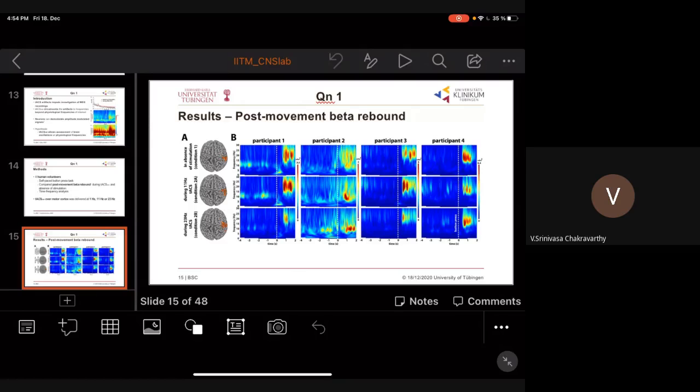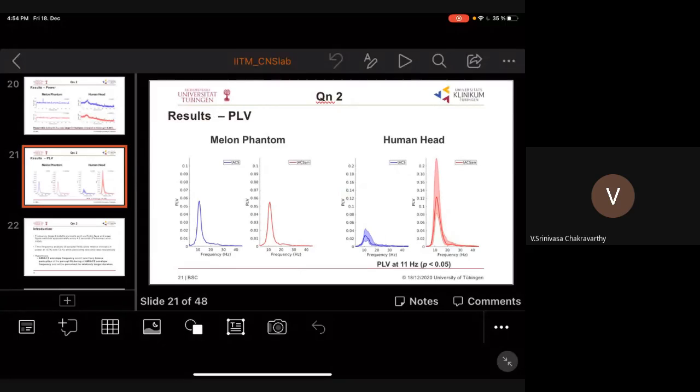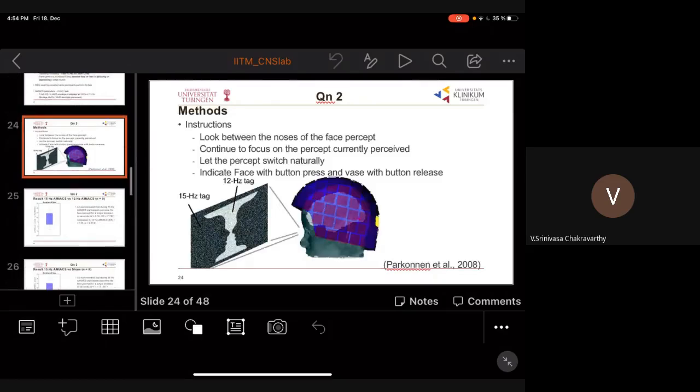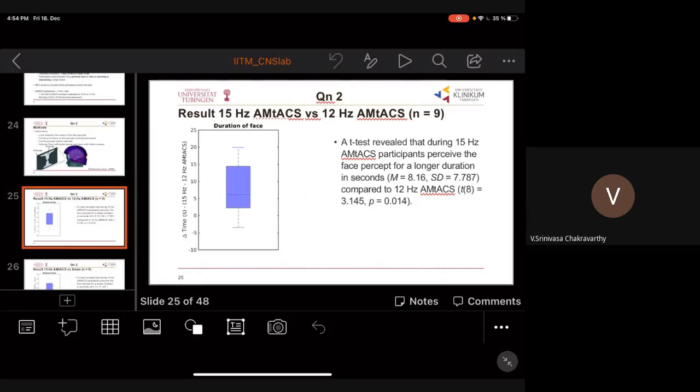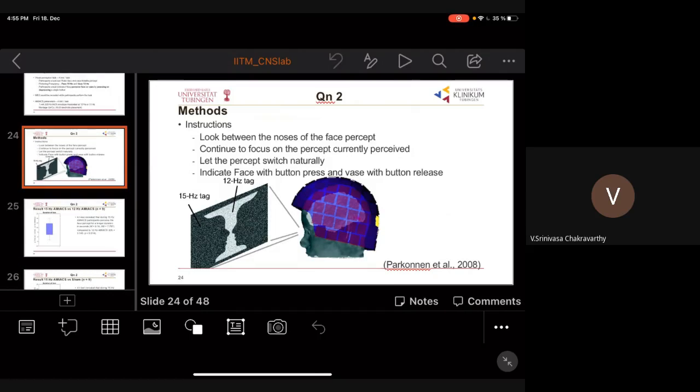So then we went ahead and did further characterizations where we calculated phase locking, and with the human head, we saw an increase in phase locking with the amplitude modulated stimulation, which is much larger than what we see in a conventional tACS signal. In the case of a melon phantom, they were more or less at the same amplitude. I also mentioned the frequency tagging experiment, and we could show that during the amplitude modulated stimulation, people were able to give preference to the phase percept when 15 hertz amplitude modulated stimulation was applied. Based on these two things, we could show that there is a certain form of physiological interaction going on through entrainment.